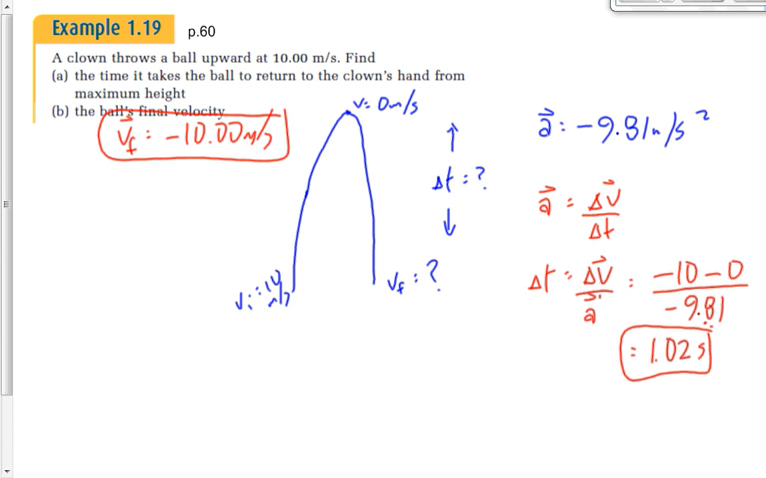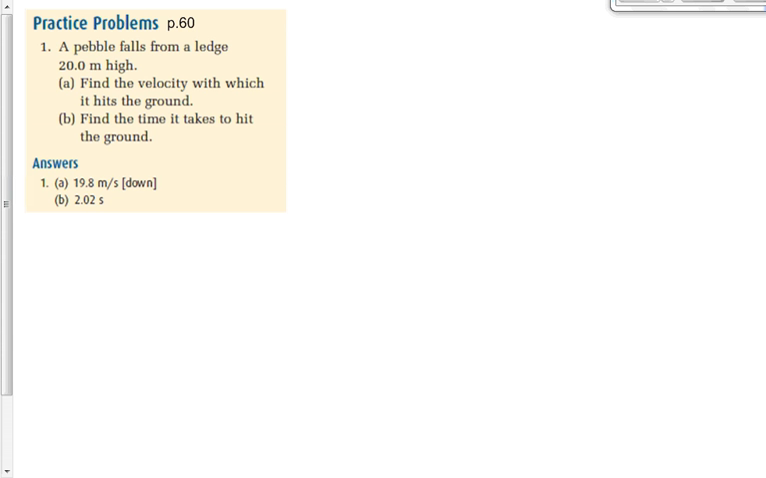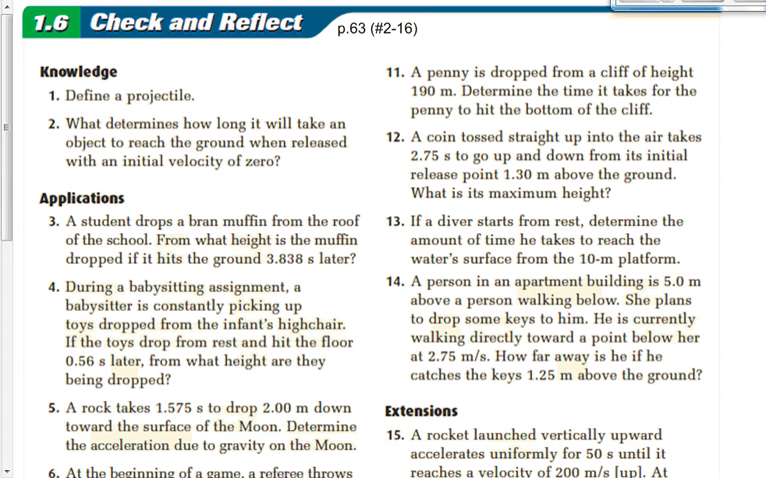Okay. Here's one more. All right. I got some questions for you to work on, page 63 here. I got some good news and I got some bad news. What do you want first? You want the bad news? Okay. There are 16 questions on this page. That's the bad news. The good news is you don't have to do them all.